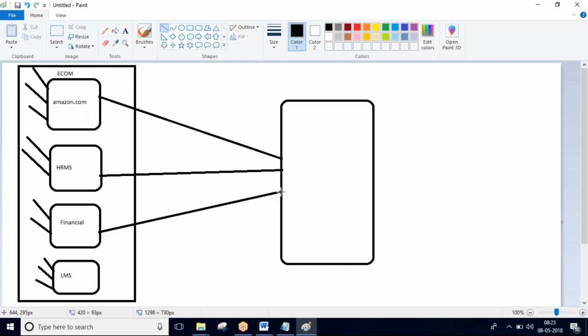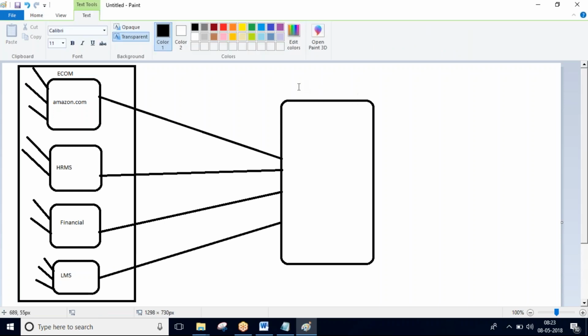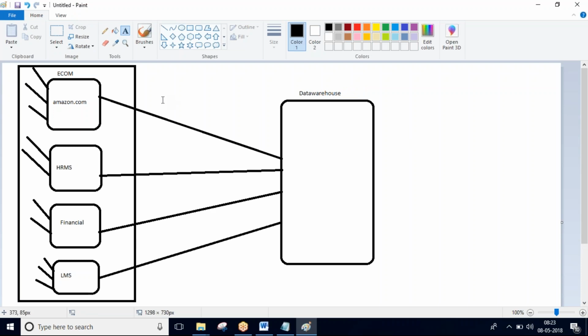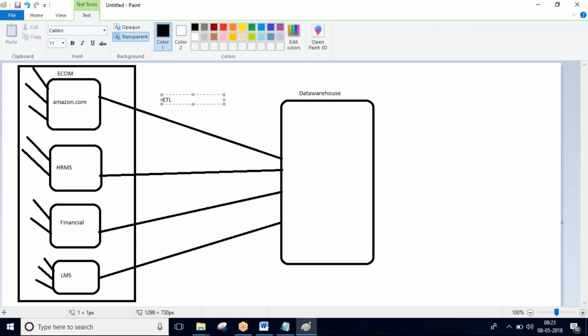So the process of integrating the data from the different transactional systems within your organization into one centralized database, that is called your data warehouse. The process of integrating this data is called your ETL process. ETL stands for extraction, right? And transformation of the data, and then load.